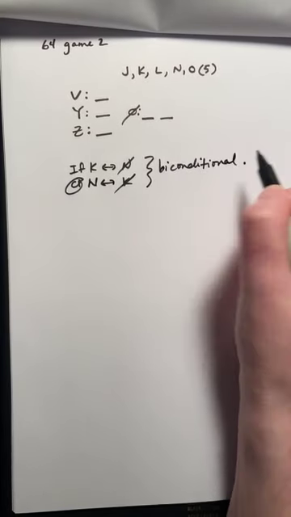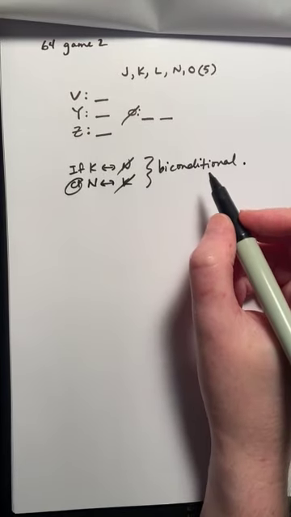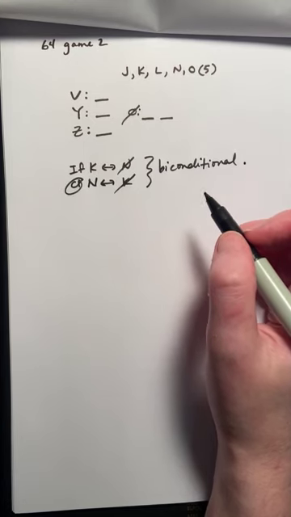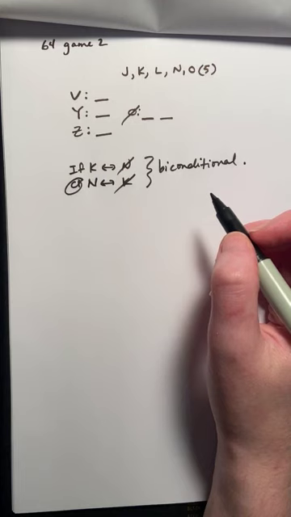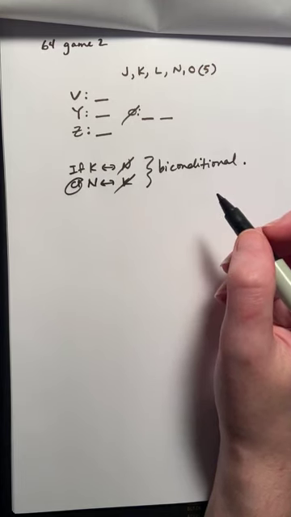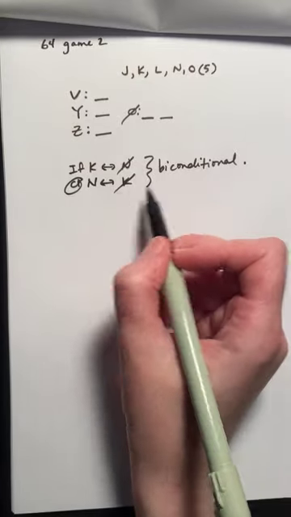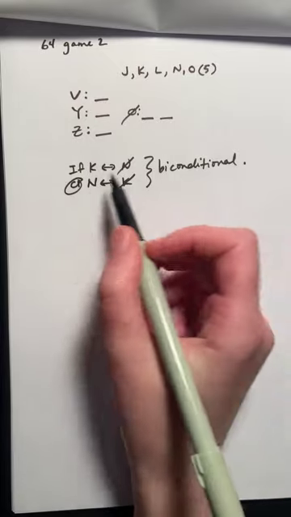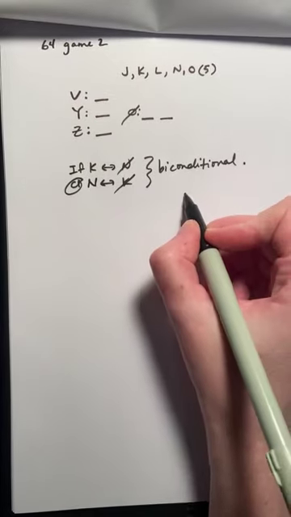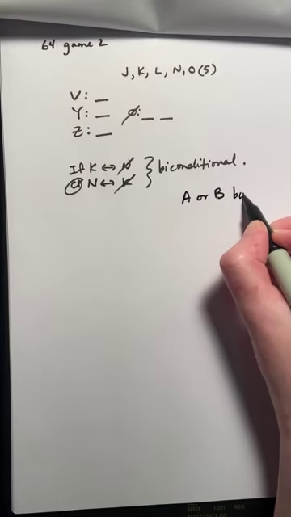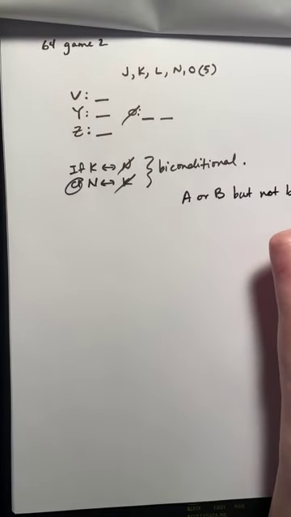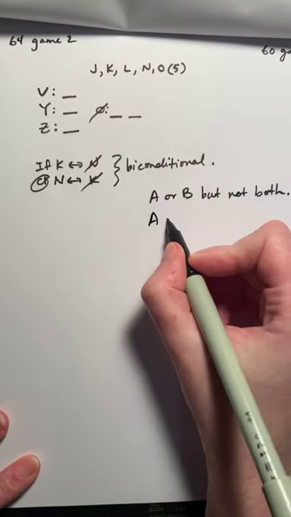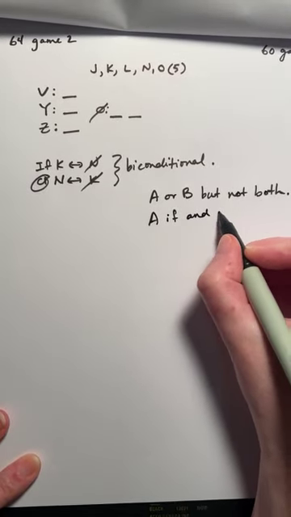Okay. So usually with conditionals, the arrow only goes one way. So usually our sufficient condition is sufficient but not necessary. And our necessary condition is necessary but not sufficient. In this case, both conditions are sufficient and necessary. So that means that we can go back and forth. A or B, but not both is one example of that. There's also A if and only if B.